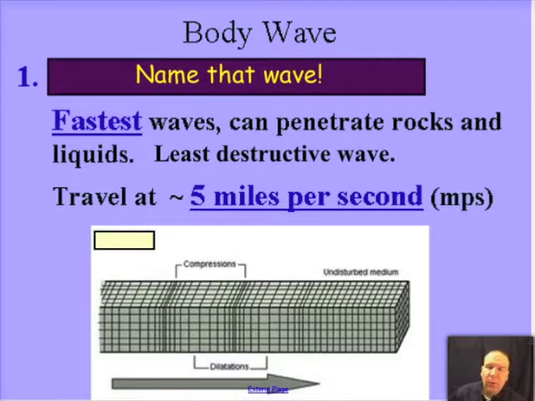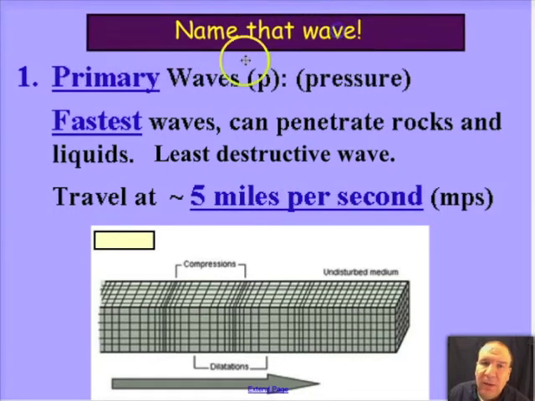One of the other things you're going to want to know is about the different types of seismic waves. There are 4 main types. Body waves travel through the body of the Earth. So which one is this one talking about? It's the fastest wave, can penetrate rocks and liquids. It's the least destructive wave, can travel about 5 miles per second. If you said, oh, that sounds like the P wave, you're right. So it's the P wave, or the primary wave. Sometimes it's called a pressure wave.